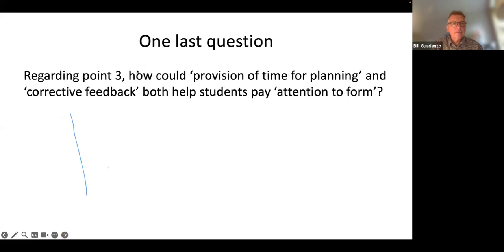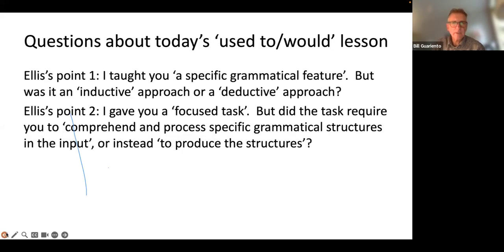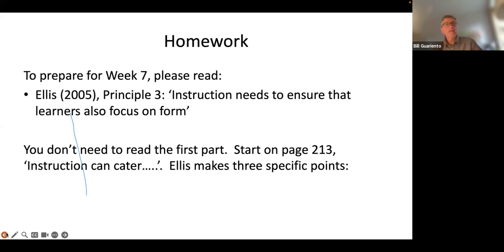And one last question regarding point 3. How could provision of time for planning and corrective feedback both help students pay attention to form? So at the moment, maybe you don't understand these questions. But if you read Ellis's Principle 3, I think you will understand my question.